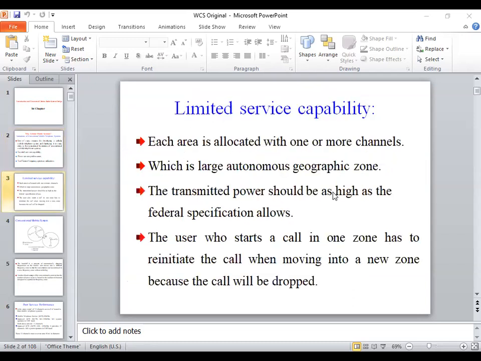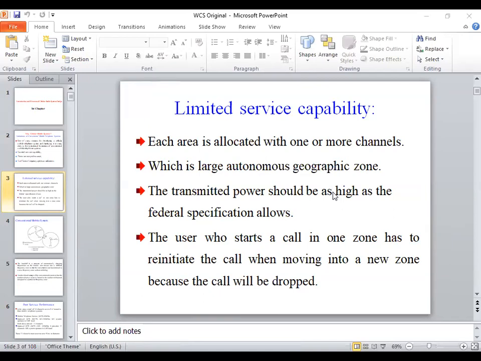Okay, in limited service capability, actually a conventional mobile telephone system is usually designed by selecting one or more channels from a specific frequency allocation for use in autonomous geographic zones. The communications coverage area of each zone is normally planned to be as large as possible, which means that the transmitted power should be as high as the federal specifications allow.